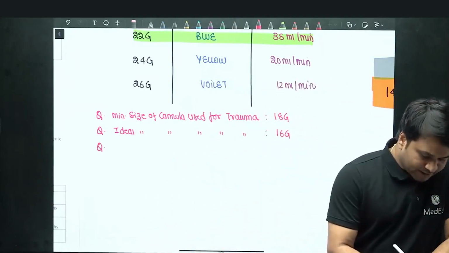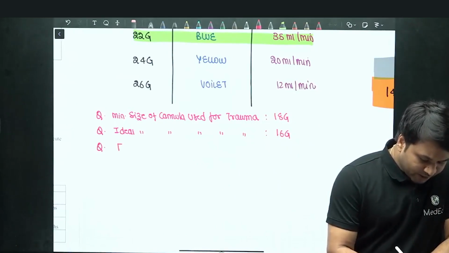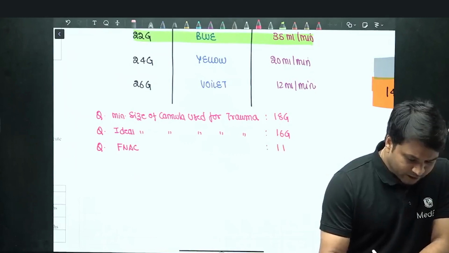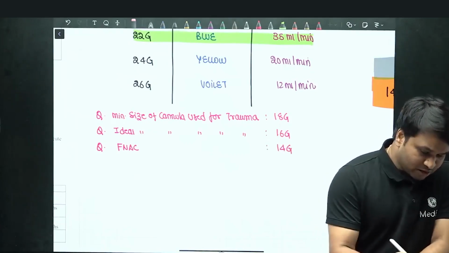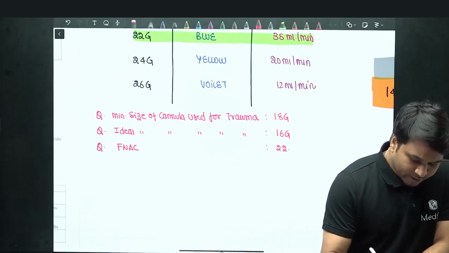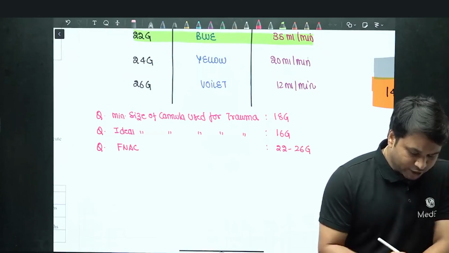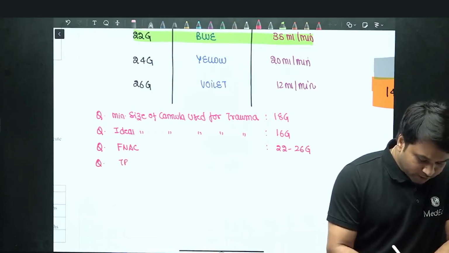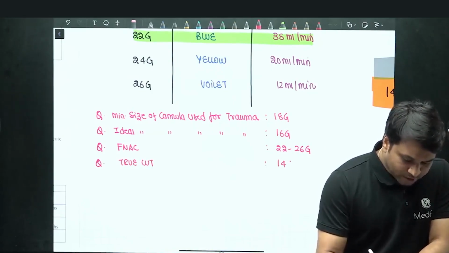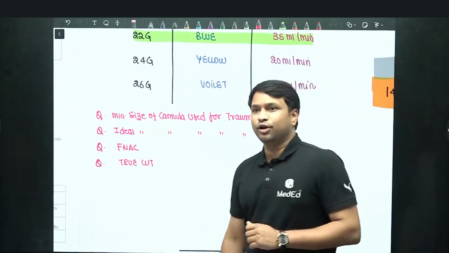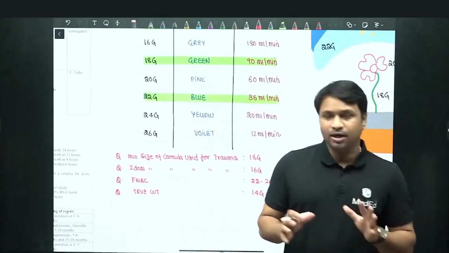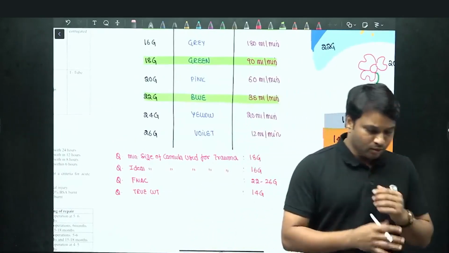If they ask you what is the size of the needle used for FNAC, FNAC में आप कौन सा गेज का needle use करोगे? Remember, FNAC में I'll be using a 22 to 26 gauge needle. Now if they ask you for a true cut, what is the needle? I'll be using a 14 gauge needle. For a true cut, I'll be using a 14 gauge needle. So this is the baseline data in terms of needles that you need to know.